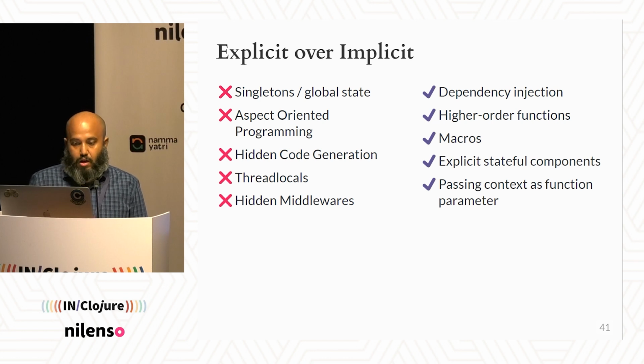In place of these, functional programming languages, including Clojure, would prefer the following, right? Instead of singletons, you would prefer dependency injection, either in terms of some component, like the Component library, or in terms of passing the dependencies explicitly as parameters and stuff like that. Instead of aspect-oriented programming to handle cross-cutting concerns, you would use higher order functions, right? So I'll show some examples soon.